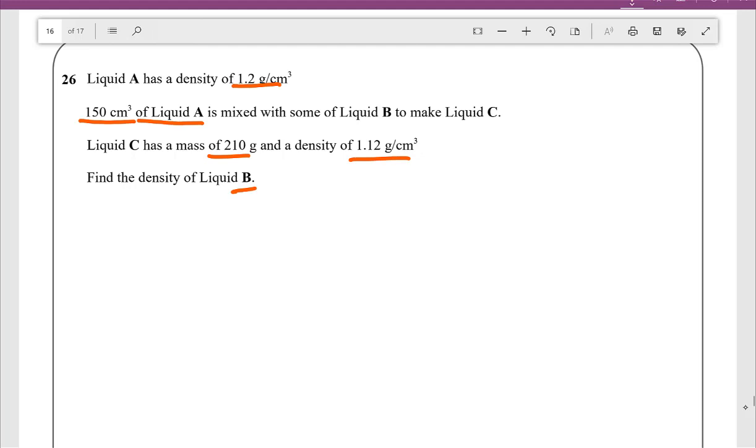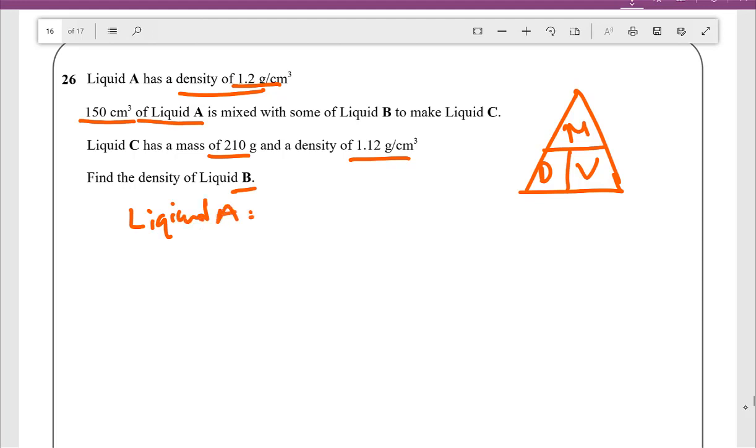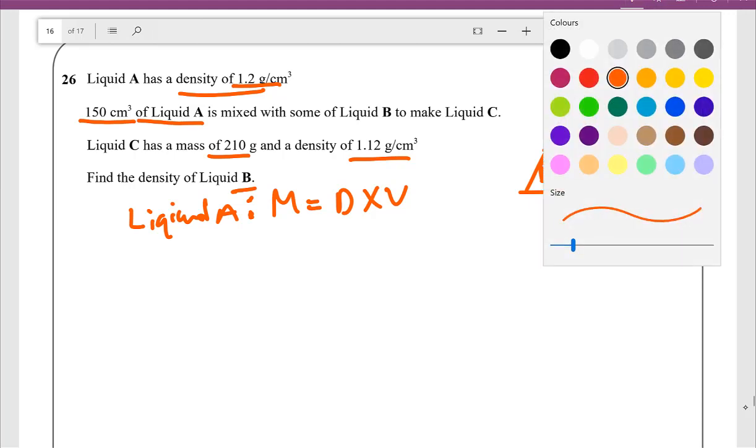Okay, so first of all, let's look at liquid A, and we need to find the mass of liquid A, because we've got the density and the volume of liquid A, so we can find the mass. Before you do this, always write down the formula. If you're not sure, I always use this triangle and it helps me remember. Always mass on top. If you forget which one's on top, mass on top, and then density and volume at the bottom. So mass for liquid A is equal to density times volume. Let's reduce my ink a little bit because it's a bit too big. I won't have enough space to write everything.